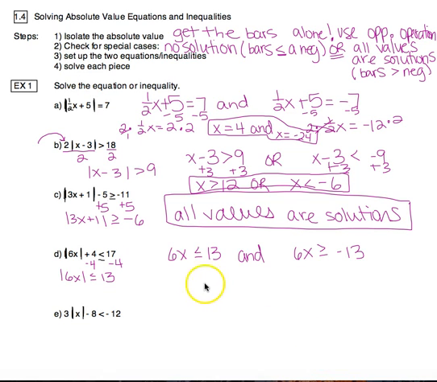Now step 4, solve each piece. In this example, that just means dividing both sides by 6, so these cancel. So I've got x less than or equal to 13/6 and x greater than or equal to negative 13/6. Now, when it's an and, it means both things are true, and so this is a perfectly acceptable answer.